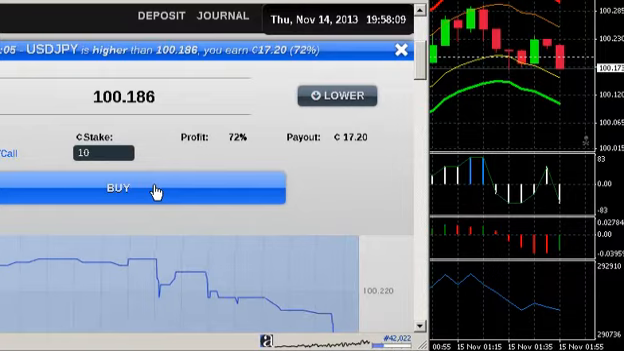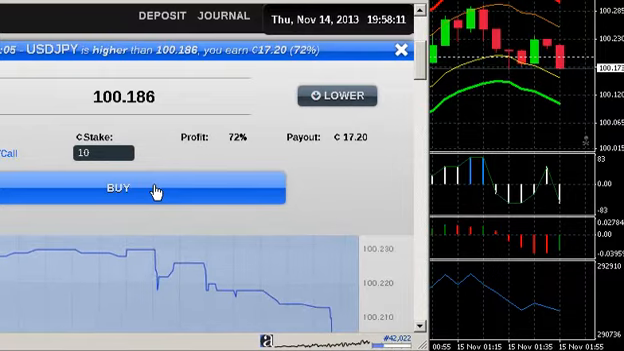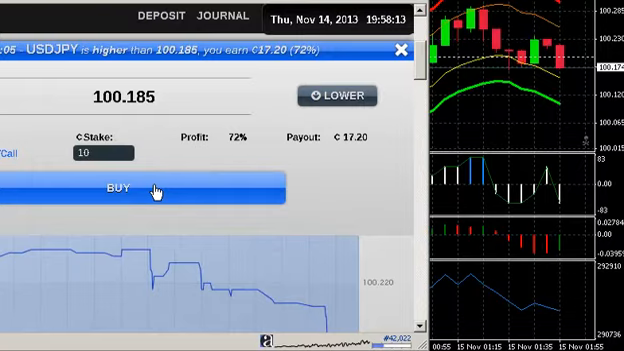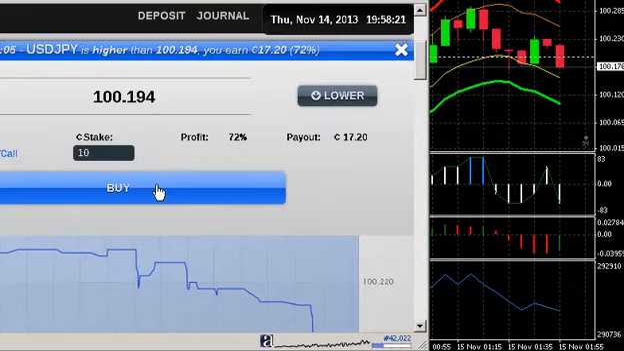Now we got a nice pop here to the downside. We have a little time left to get in, so there's not really much of a hurry, but we're gonna go ahead and take it.